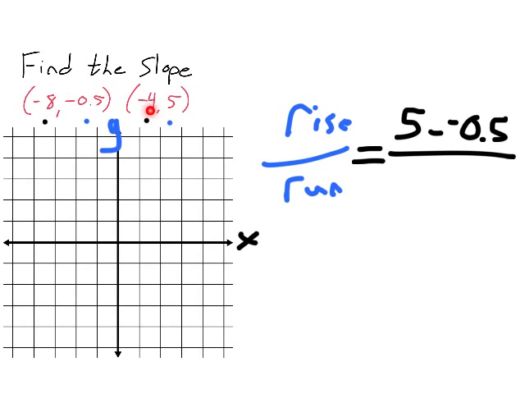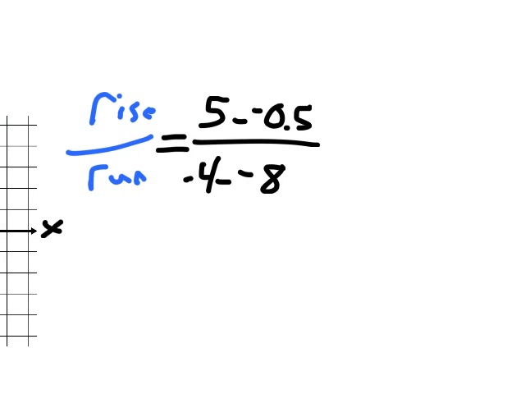And the run is found by finding out the distance between these 2 points. It's 4. I mean, there's 4 coordinates between them, but to formally put it there, it's negative 4 subtracted by negative 8. And so you can simplify from there.